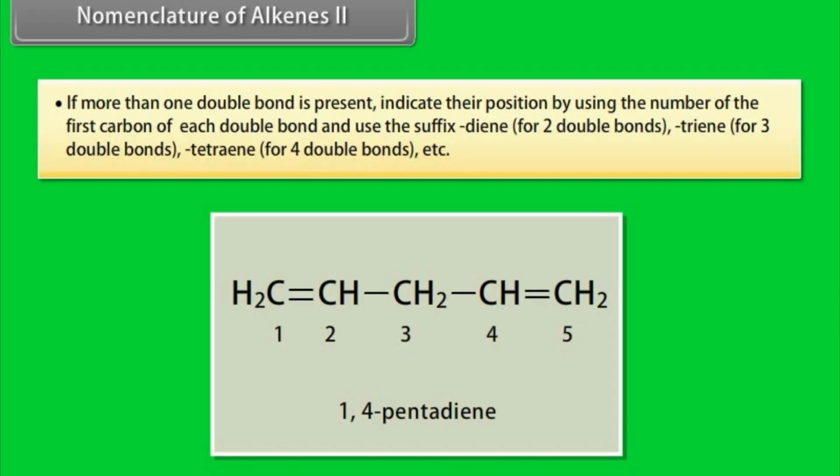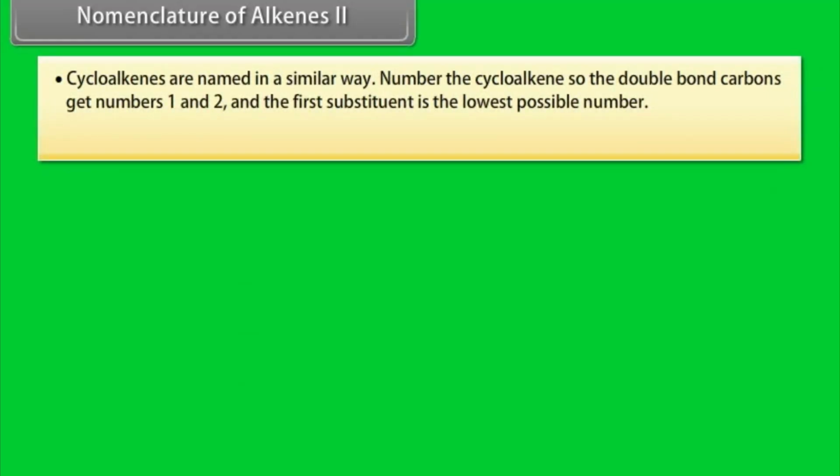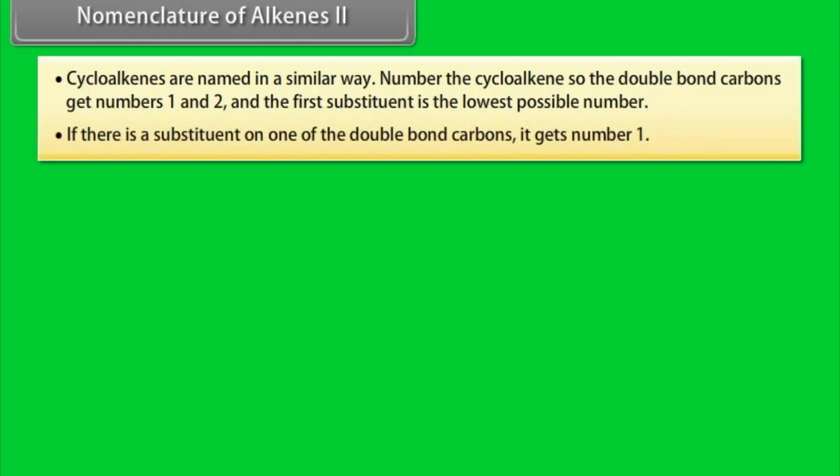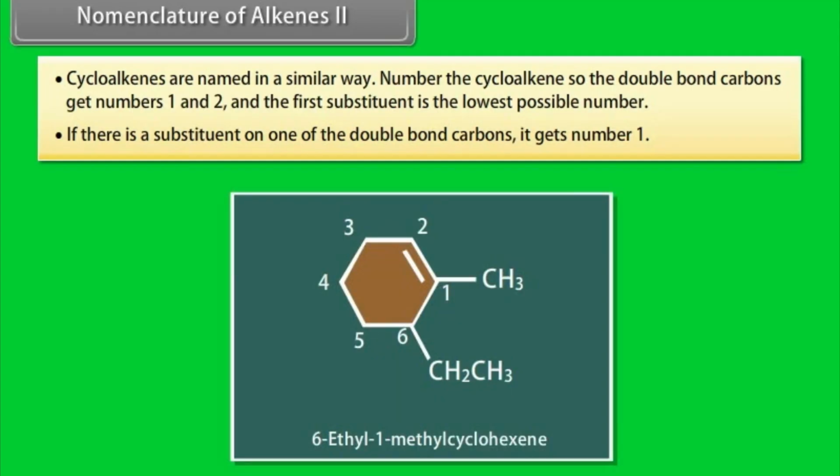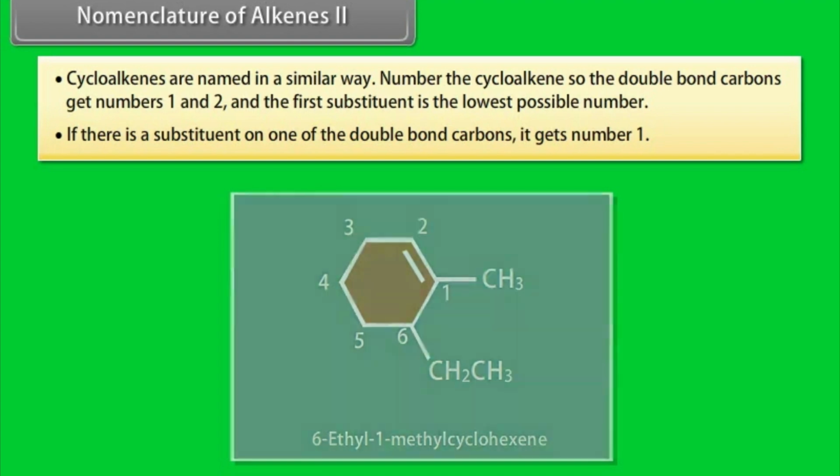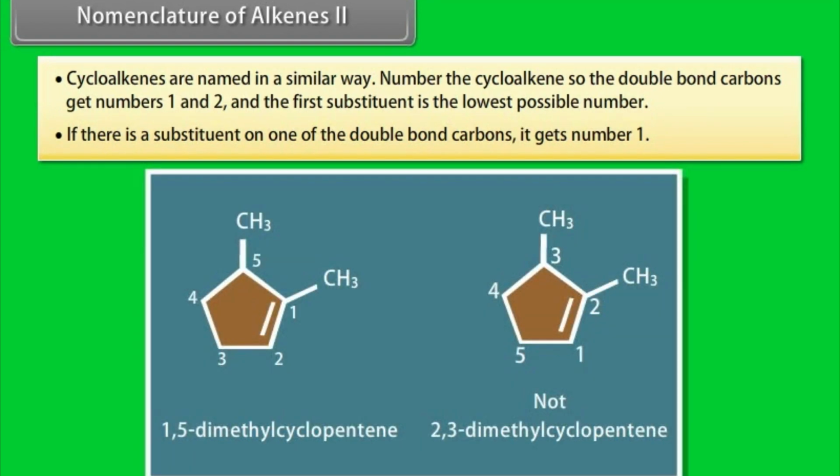1,4-pentadiene. Step 9. Cycloalkenes are named in a similar way. Number the cycloalkene, so the double bond carbons get numbers 1 and 2, and the first substituent gets the lowest possible number. If there is a substituent on one of the double bond carbons, it gets number 1. 6-ethyl-1-methylcyclohexene. Look at this compound. It is named as 1,5-dimethylcyclopentene and not 2,3-dimethylcyclopentene.